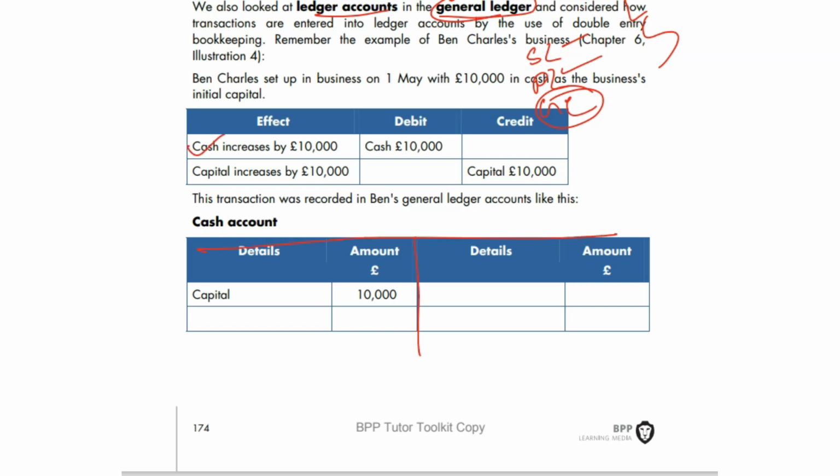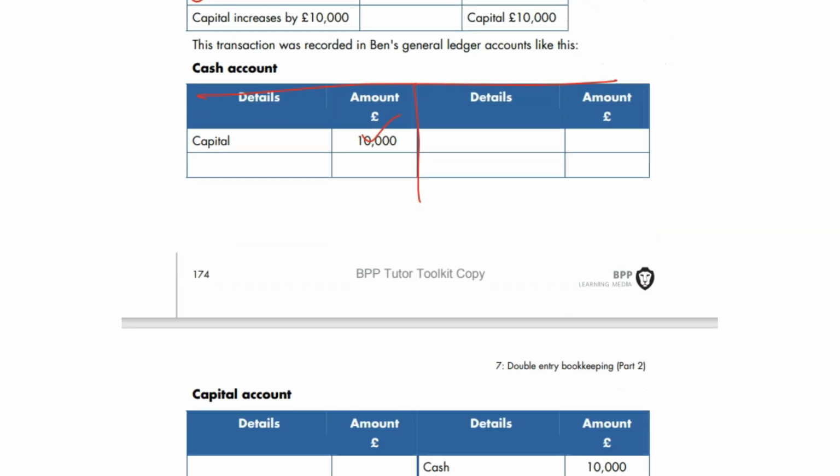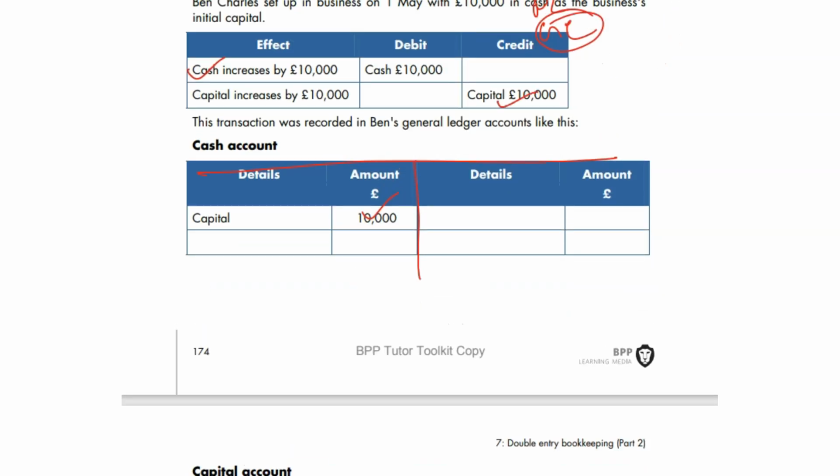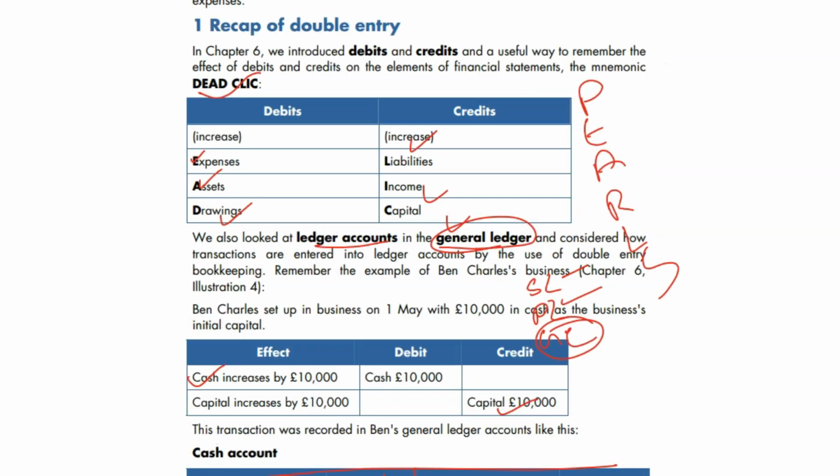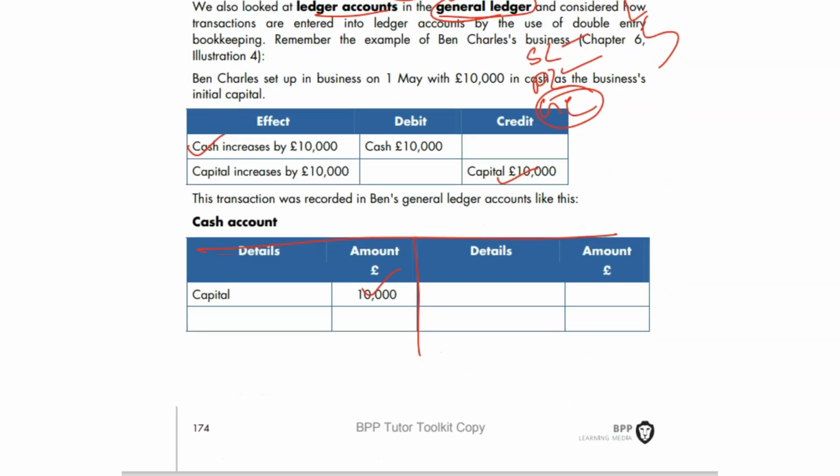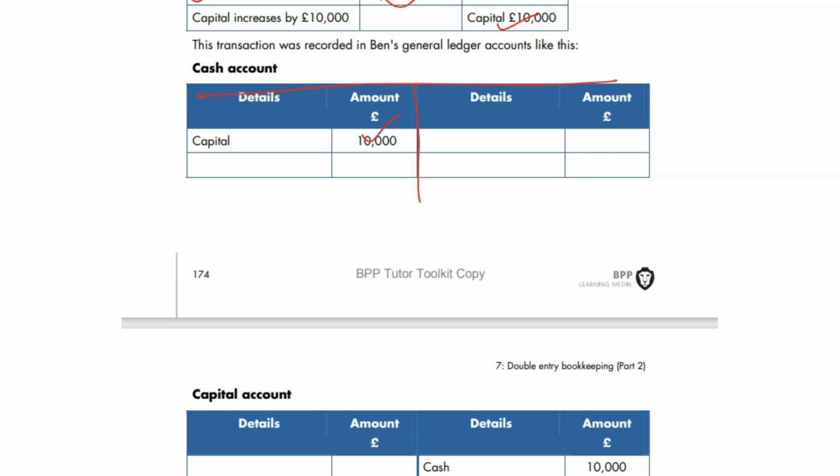Owner introduced money, capital debit. Capital credit, I beg my pardon, isn't it? Capital is ever credit. Where do you know it from? From your debit. Yeah, capital credit and cash money going up, cash debit, which we have learned in double entry and journals and ledgers last chapter. Check out our other videos.